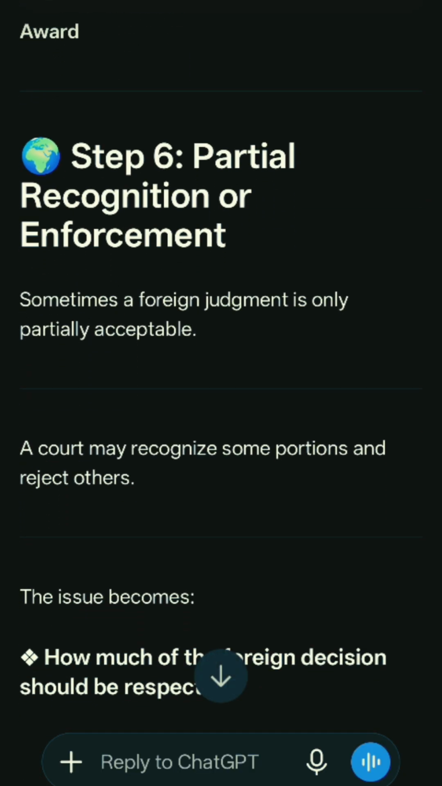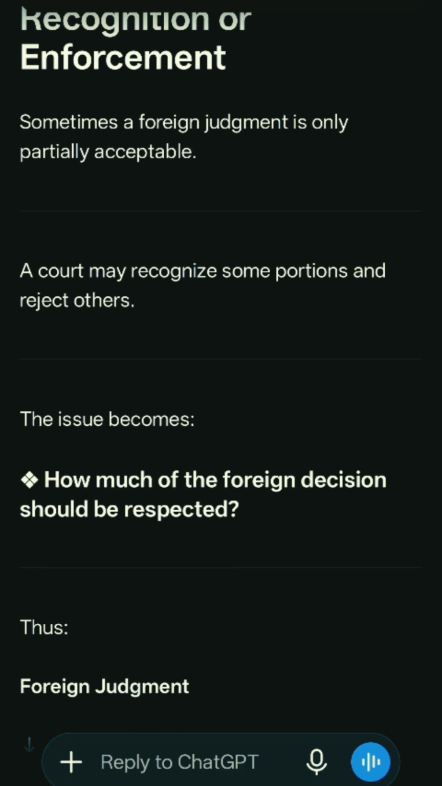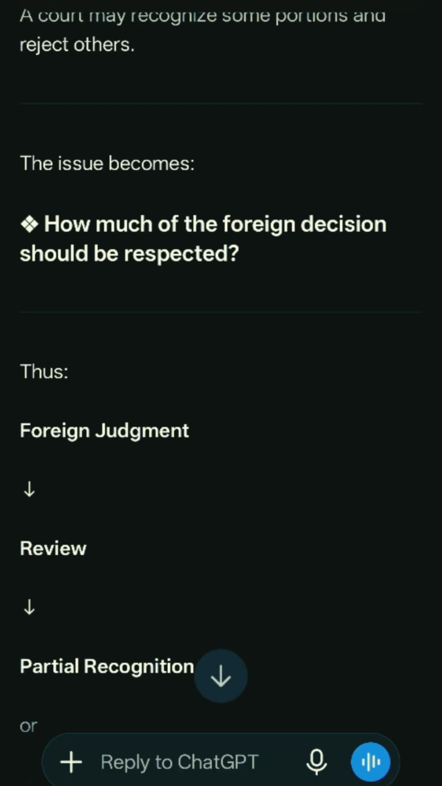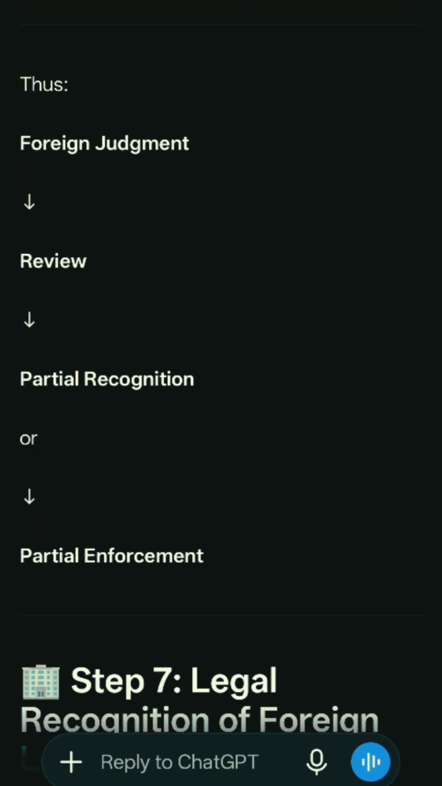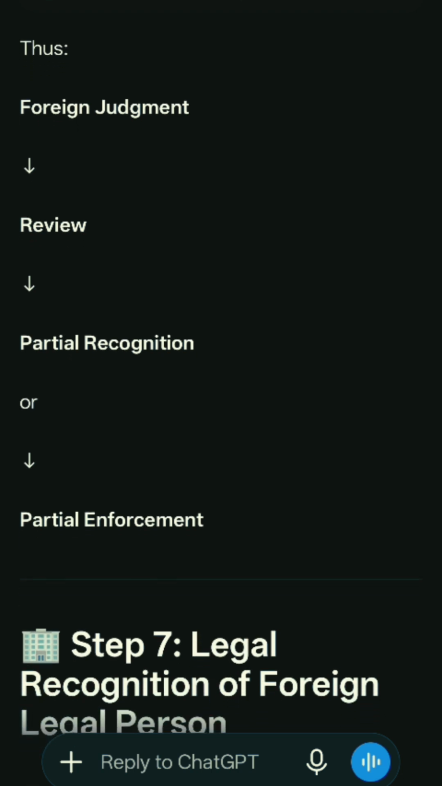Step 6, partial recognition or enforcement. Sometimes a foreign judgment is only partially acceptable. A court may recognize some portions and reject others. The issue becomes how much of the foreign decision should be respected. Thus: foreign judgment, review, partial recognition or partial enforcement.